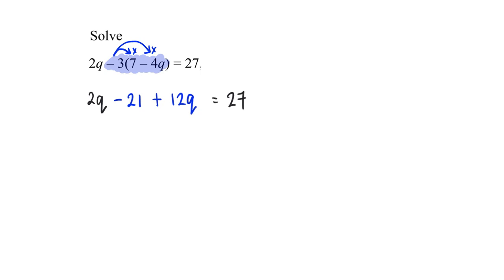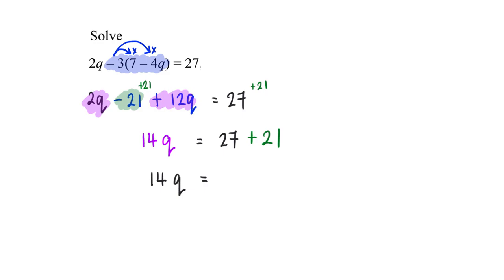I simplify this first. 2q plus 12q will give me 14q. And I'm going to add 21 on both sides so that the next line you see is this, such that on my left hand side the 21 minus 21 will give me 0. Okay, so I'm going to rewrite nicely here. So my 14q is equal to 27 plus 21, which is 48.